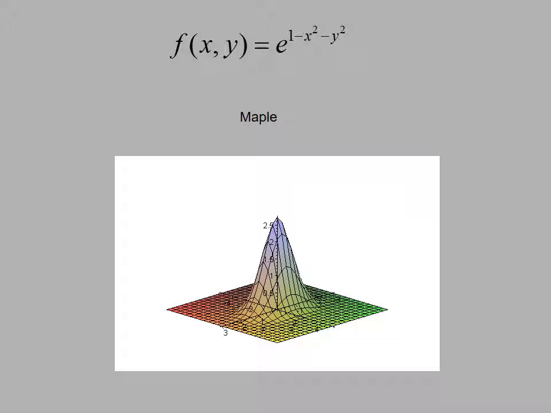Now here's a function, e to the 1 minus x squared minus y squared. That is a function of x and y. We can type this in Maple just using the plot3d command. We'll do some of that on our homework.